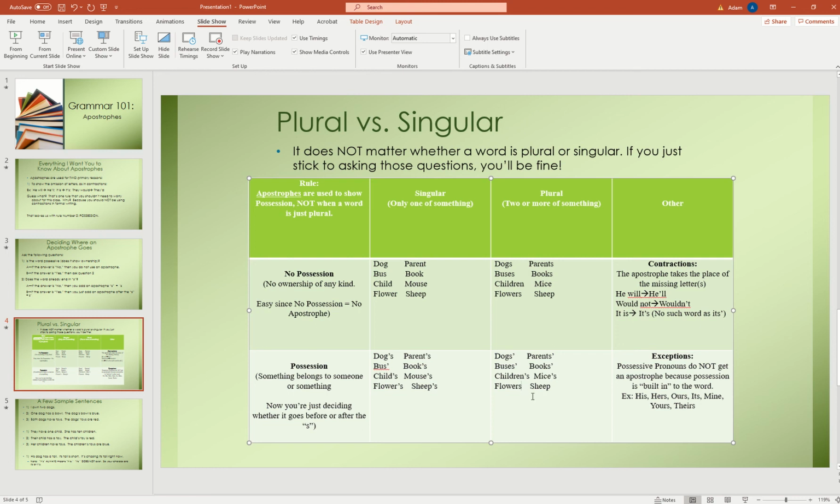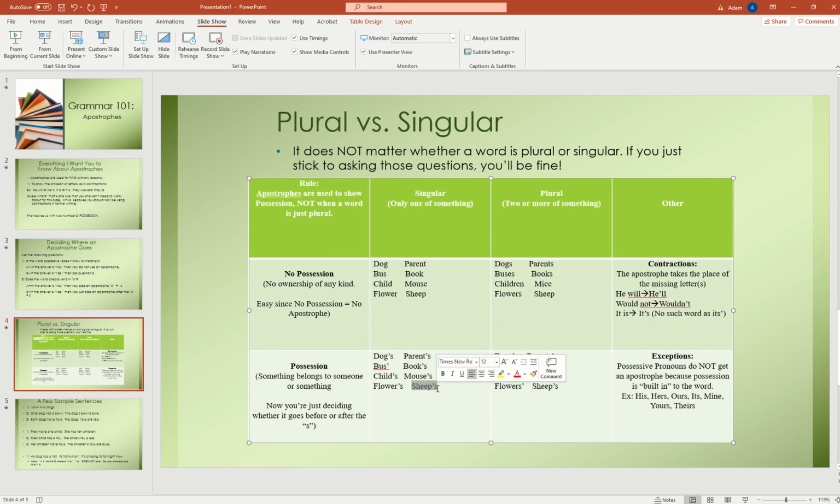There's a bunch of flowers in the yard. They all have pretty petals. The flowers' petals are pretty. Is there possession? Yes, petals belong to flowers. Does flowers end in S? Yep. And then all of those sheep have some woolly wool. The sheep's wool is woolly. And let's see, is there possession? Yes, the wool belongs to the sheep. And does sheep end in S? Nope, so I do apostrophe S. And this is the only one.